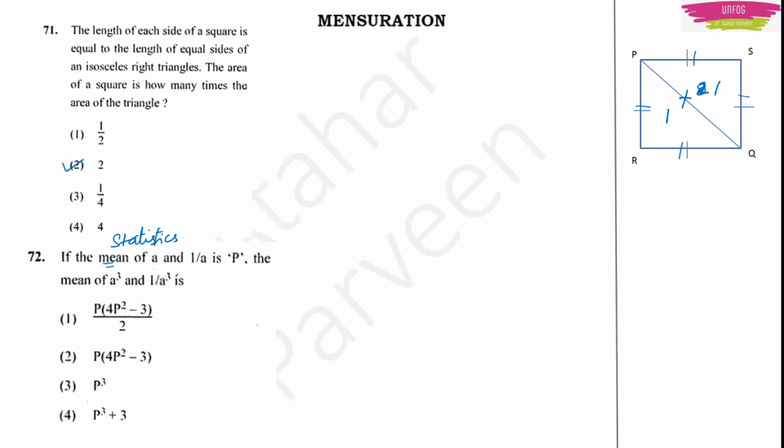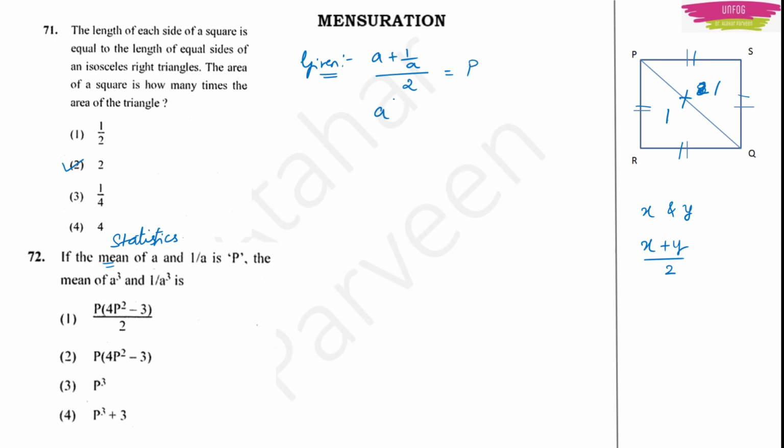So what is first given? You have to see the given here. This type of questions you have to carefully analyze, what is given, then only you can find the right answer. The mean of A and 1 by A is P. That means A plus 1 by A. What do you write for mean? If you want to find the mean of X and Y, you do X plus Y by 2. That will be your mean, isn't it? So here it is A plus 1 by A by 2. This will be equal to P.